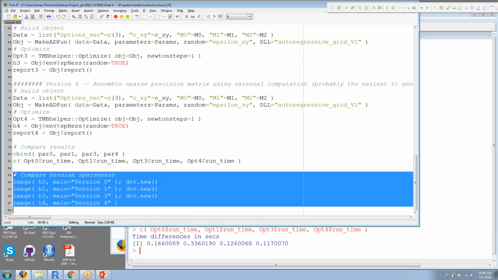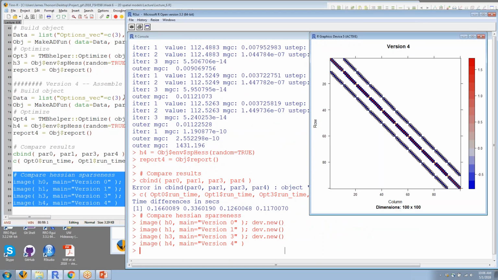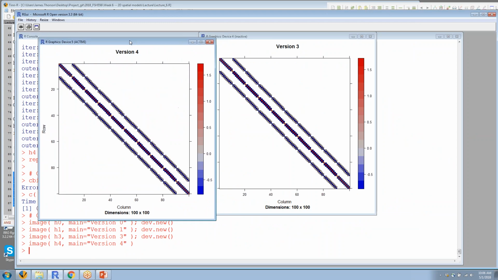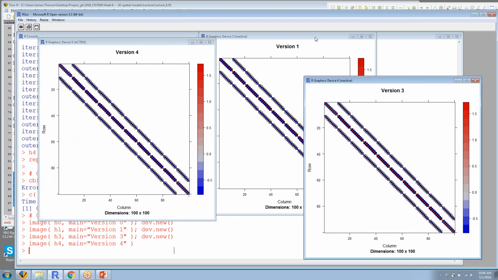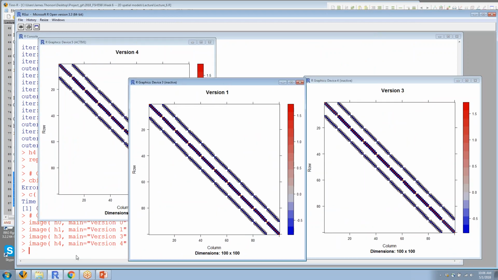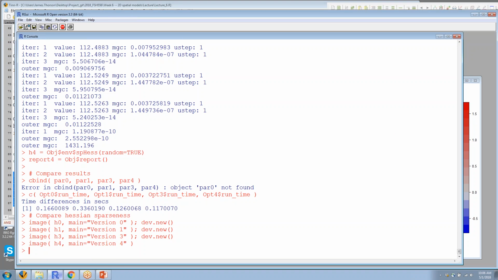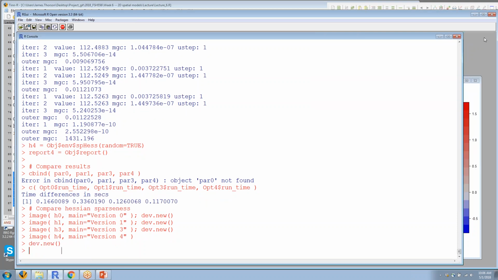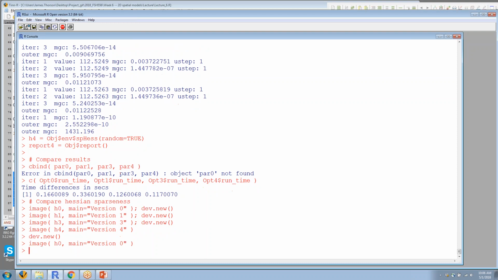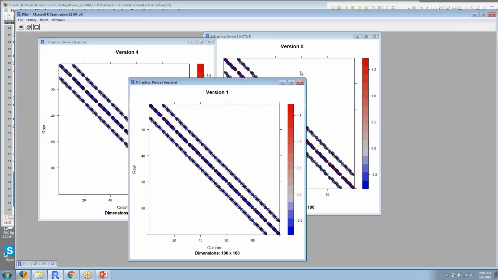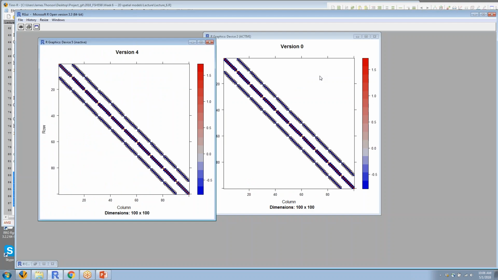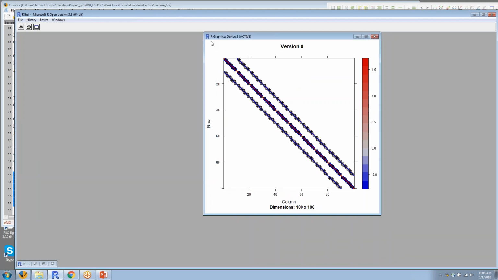And we can confirm that all of them correctly detect sparseness. So version 4 has a sparse matrix Hessian, version 3 does, version 1 as well. I'm not sure where the other one went. I think you need to do dev.new. Well, no, it doesn't matter. Version 0, which was missing, also looks exactly the same in terms of sparseness.